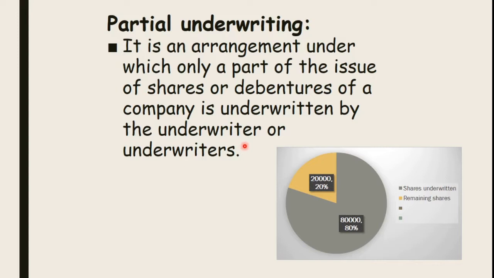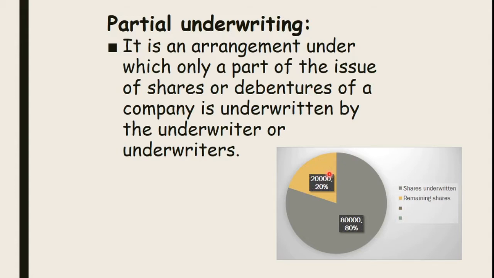Partial underwriting is one in which only a part of the shares that are issued to the general public is underwritten. For example, if 1 lakh shares are issued to the general public, and out of 1 lakh, there is an underwriting agreement only for 80,000 shares, that is 80% of it, then that particular situation will be taken as partial underwriting. So for the remaining 20,000 shares, we do not have any underwriting agreement. We do not have any underwriter for these 20,000 shares.